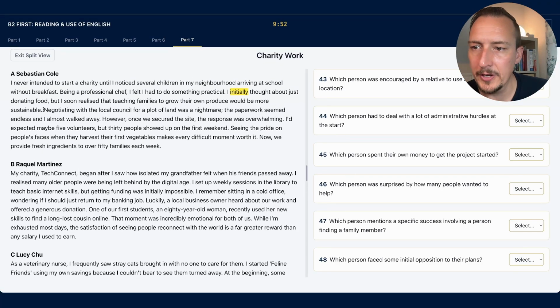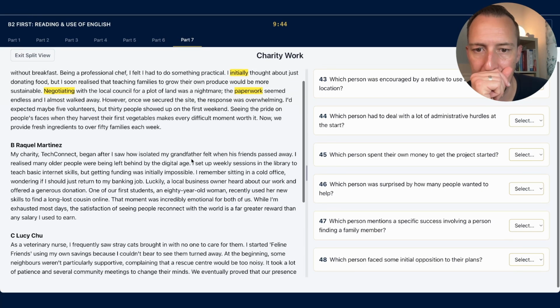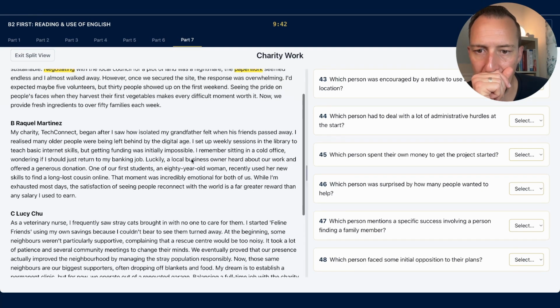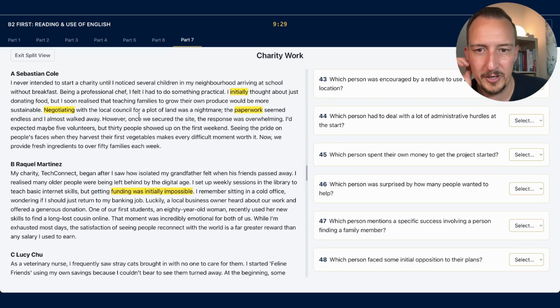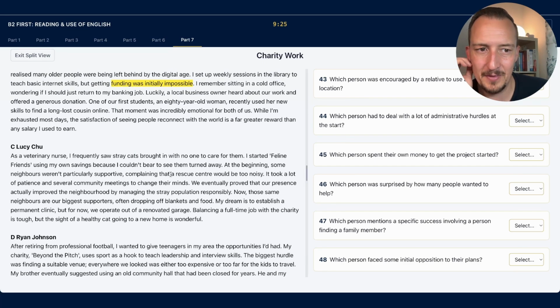Oh, bingo. Here we go. Negotiating with the local council for a plot of land. The paperwork seemed endless. Okay, that's looking quite likely. I remember sitting in the cold office wondering. Banking job, but getting funding was initially impossible. Funding isn't necessarily administrative hurdles, and there's only one of them. This one talks about a lot, more than one. We've got negotiating, paperwork, plots of land, etc.